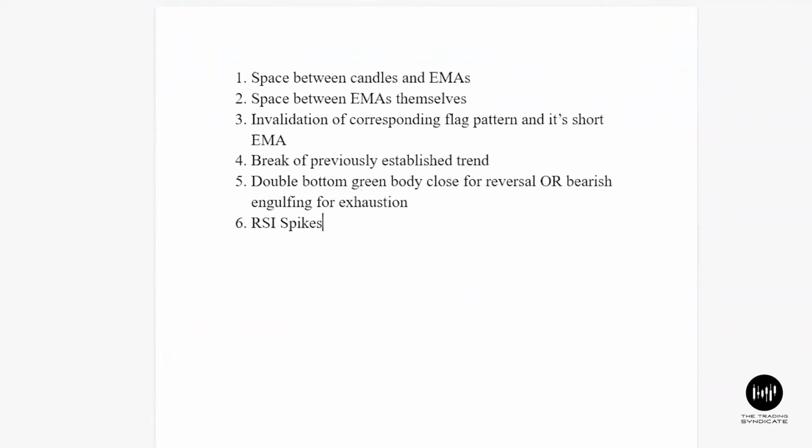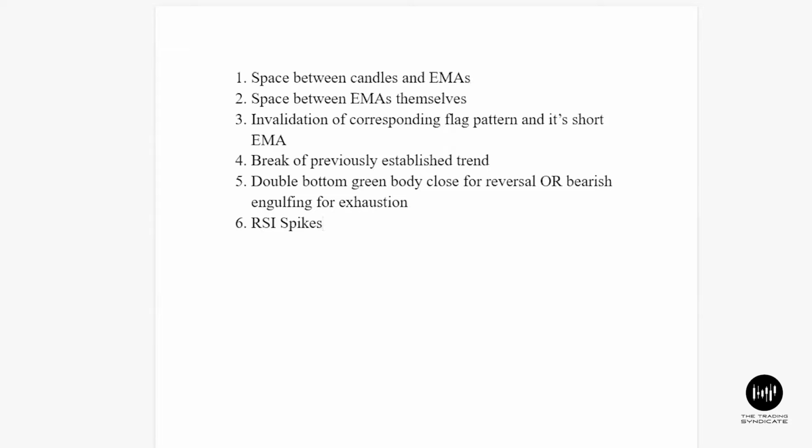Some of the identifiers for reversal or exhaustion extension that I look for are: 1, space between the candles themselves and the EMAs; 2, space between the actual EMAs themselves; 3, invalidation of the corresponding flag pattern and its short EMA; 4, break of the previously established trend; 5, a double bottom green body close for the print of the reversal extension, or a bearish engulfing candle for the exhaustion extension, and ideally an RSI spike to line up with the print of the candle in number 5.